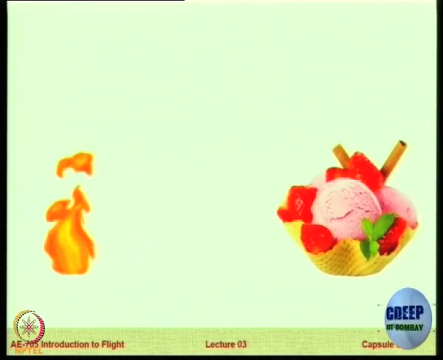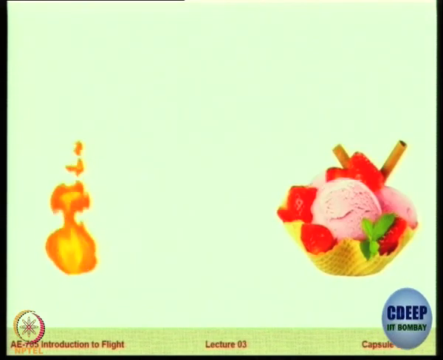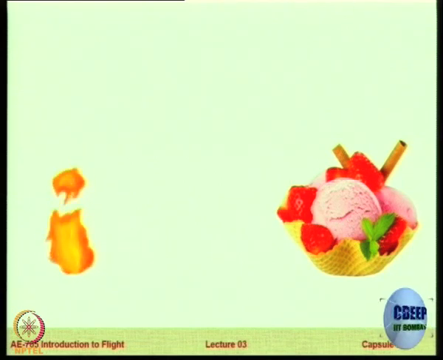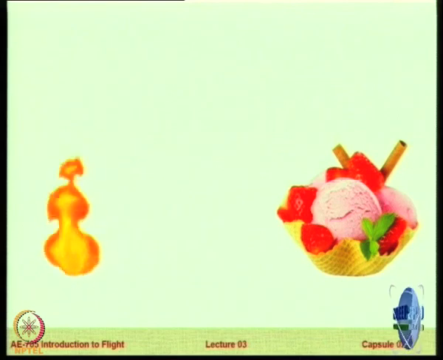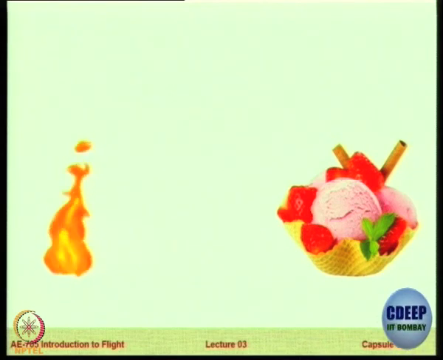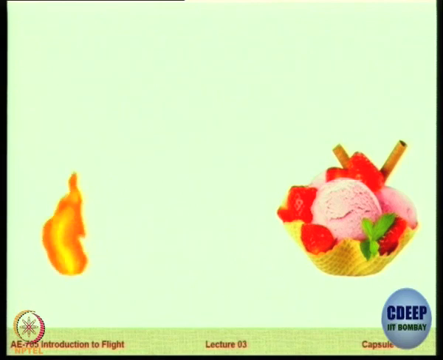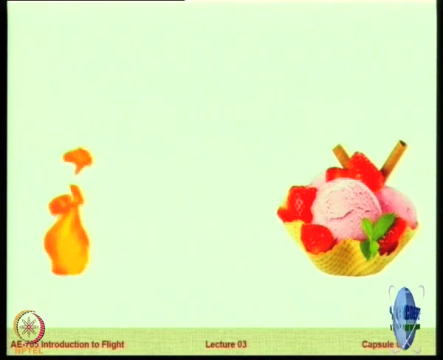Okay. And the other thing is an ice cream. Which property, don't say that mango delight or tutti frutti or peppermint. When you say property, I am not talking about that property. What thermodynamic property do you immediately get in your mind when you look at an ice cream? Again temperature, but low temperature. So from hot to cold, it is a temperature field.